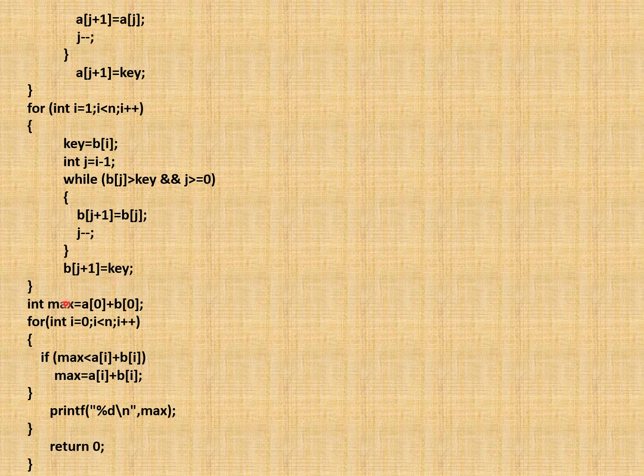Int max equals a[0] plus b[0]. For int i equals 0, i less than n, i plus plus, if max is less than a[i] plus b[i], max must be a[i] plus b[i]. Here printf is an output function. %d \n, where \n is an escape character, prints the maximum value in place of %d. Here return 0 is the conclusion of the program. The body of the program ends with the curly braces.